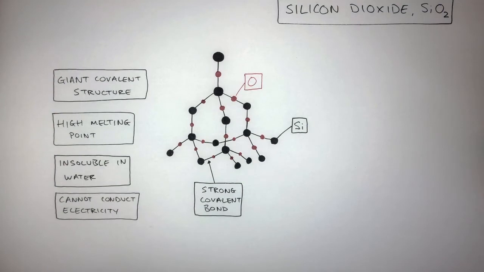Both diamond and silicon dioxide make good electrical insulators, as neither can conduct electricity. This is due to them having no delocalized electrons or free ions to move.